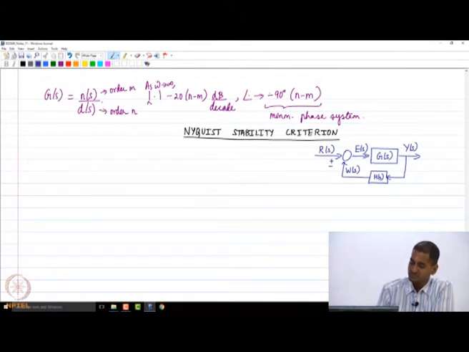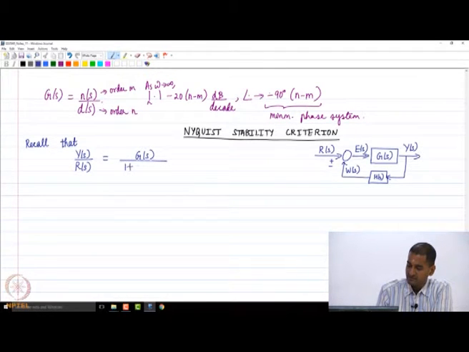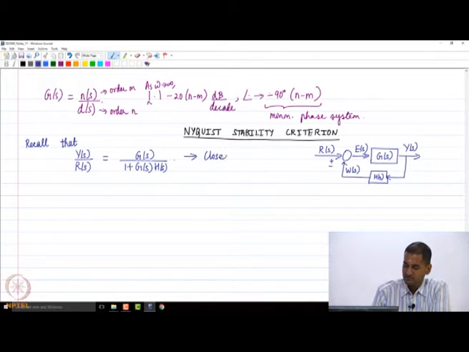What is the closed loop transfer function? Recall that Y of s divided by R of s is going to be equal to G of s divided by 1 plus G of s H of s, right. So, this is the closed loop transfer function.